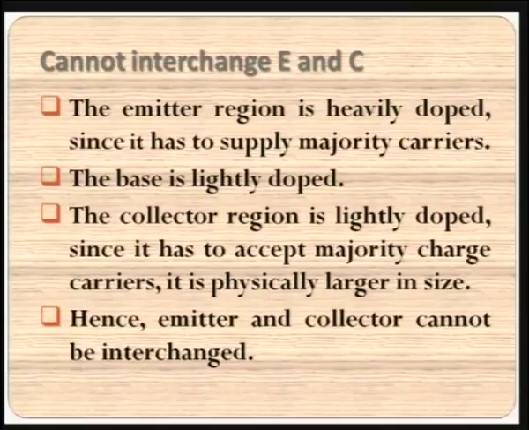The emitter region is heavily doped, since it has to supply majority carriers. The base is lightly doped. The collector region is lightly doped, since it has to accept majority charge carriers. It is physically large in size. Hence, emitter and collector cannot be interchanged, and also we cannot use two diodes to form a transistor. Similarly, the emitter and collector regions also cannot be interchanged in the case of a transistor.